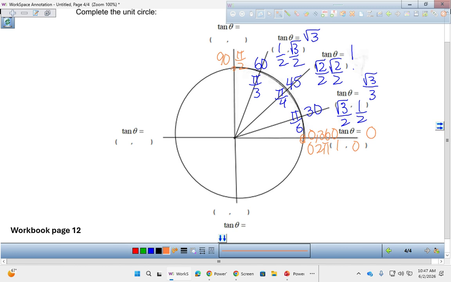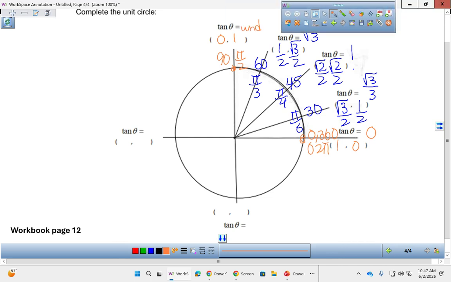This point is 90 degrees, or 0.5 pi, or pi over 2. To get to this point, you're going left and right 0, but you're going up 1. And when I do y divided by x, I get an error. We call that undefined, or error, or does not exist. The tangent doesn't exist at that place. And then over here is negative 1, 0, because you're going to the left. 0 divided by negative 1 is 0. This is 180 degrees and pi.